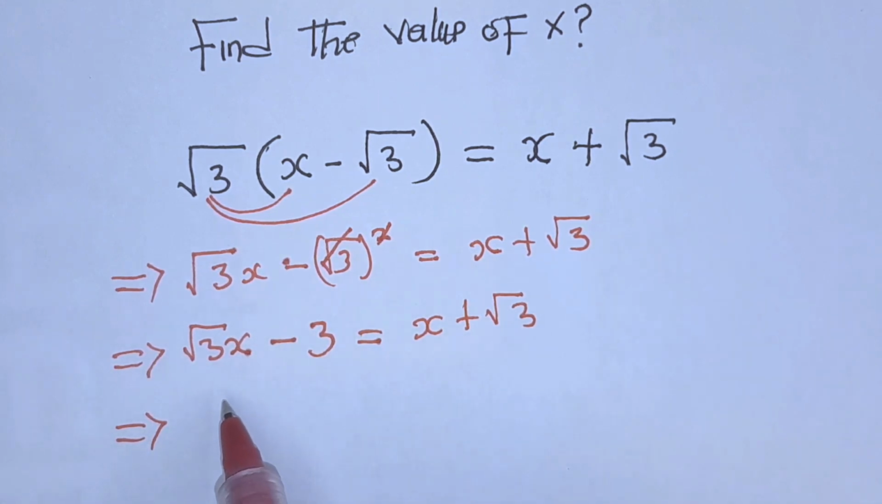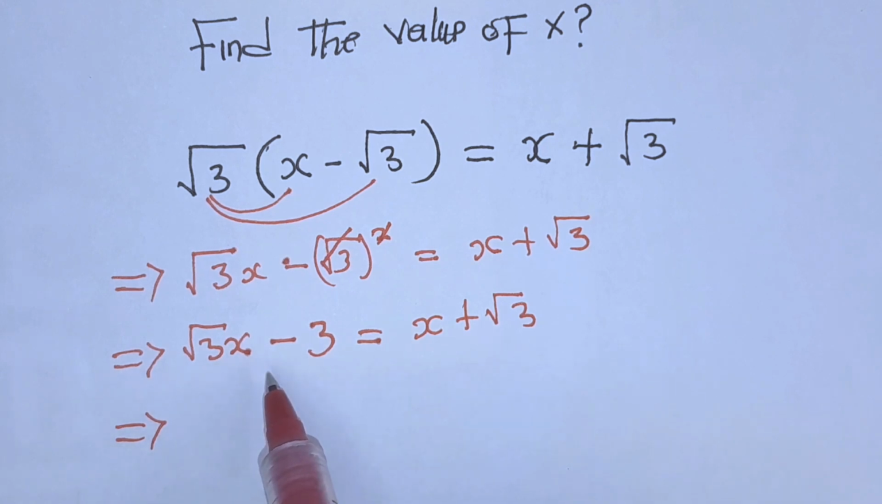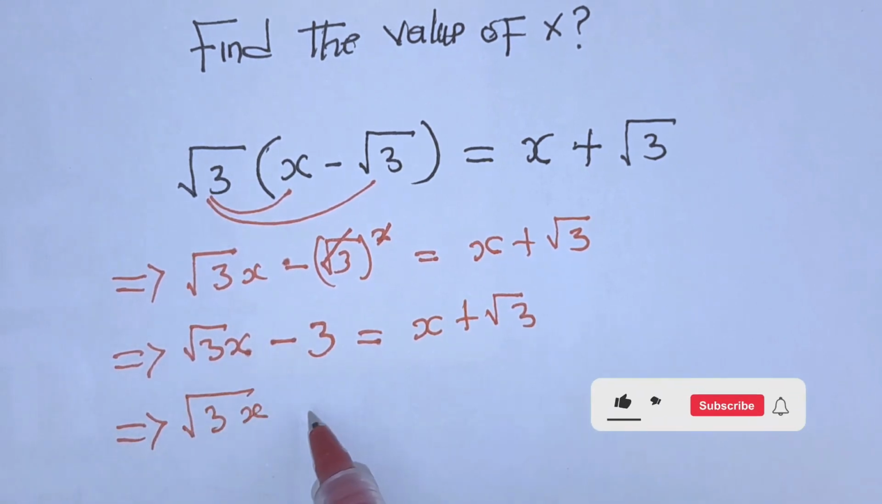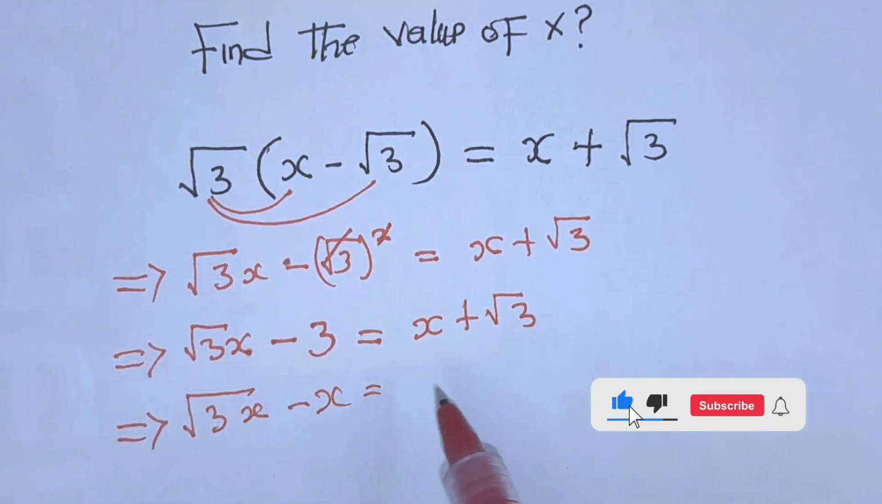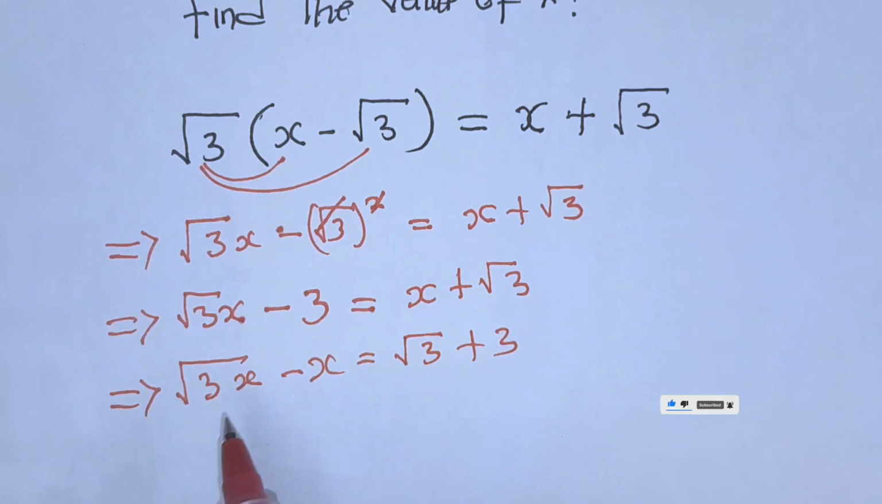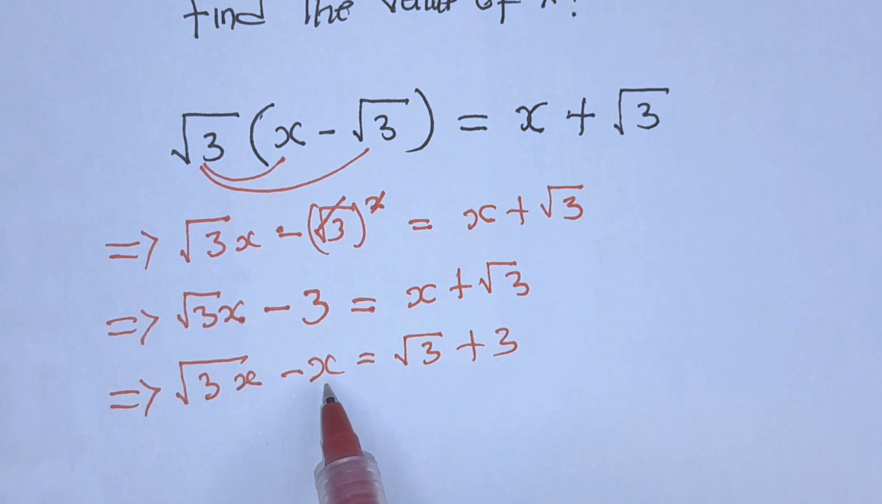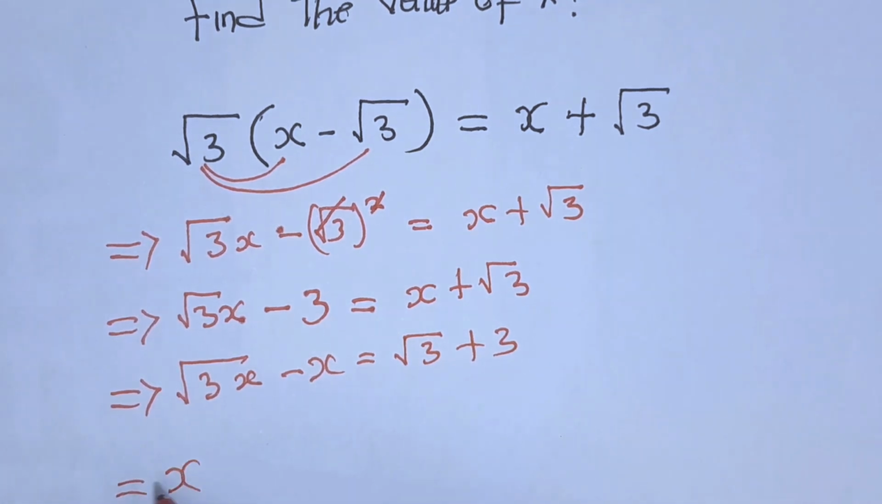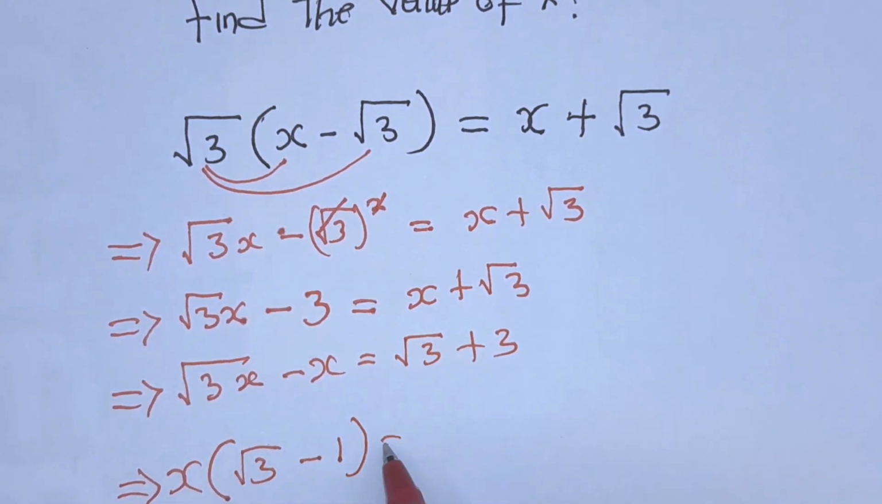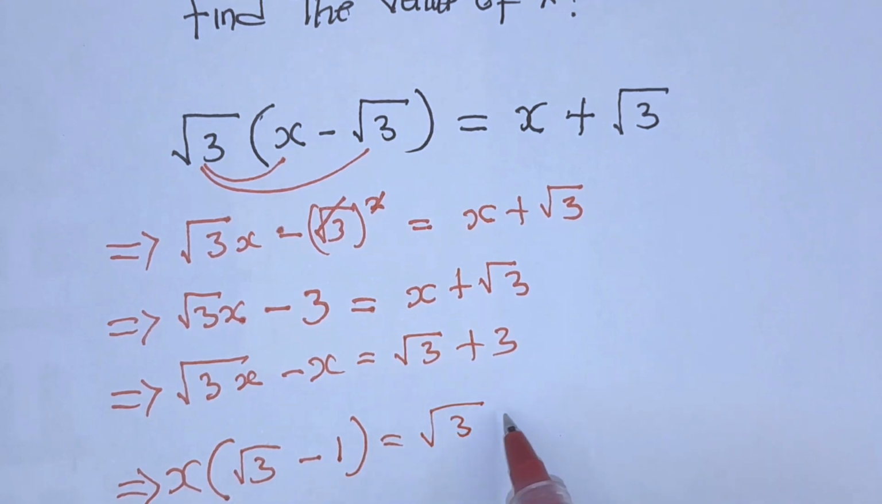The next thing here is to rearrange, that is to collect the like terms, which is root 3 x minus x is equal to root 3 plus 3. We have x and x in common. We can factor x outside, which is x open bracket root 3 minus 1 is equal to root 3 plus 3.